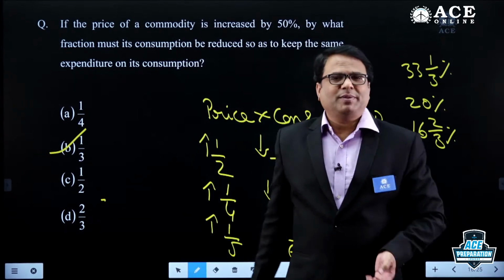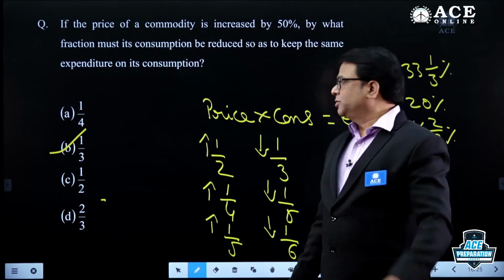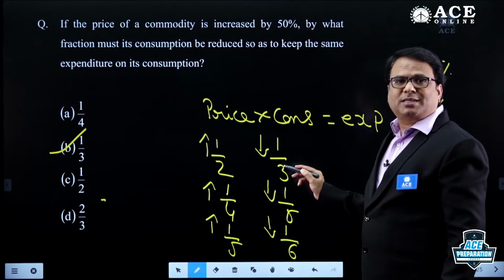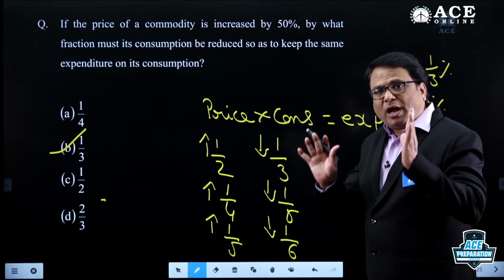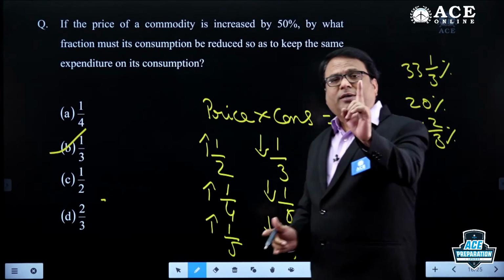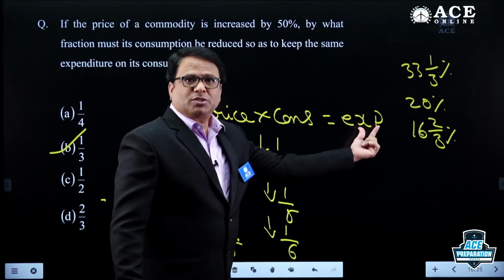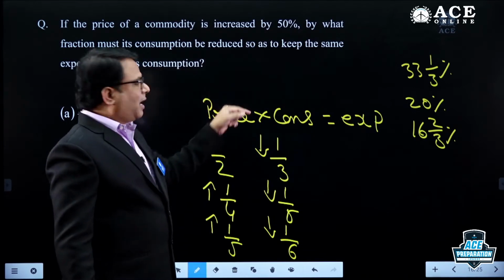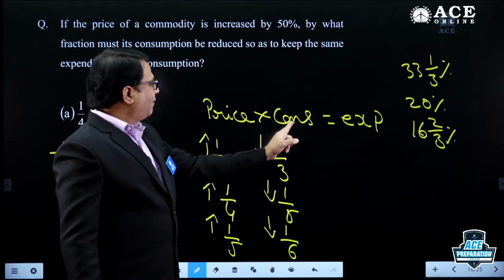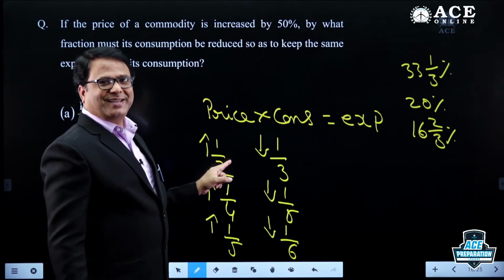But in this problem, the answer is not asked in percentage, it is asked in fractions. So I can directly take 1/3 as the answer. And remember, this technique we have to use only when the product remains constant. Here, this product should remain constant. So when the product remains constant, when one factor goes up, the other factor will go down. And if this goes up, then this will go down. Okay, it's like that.